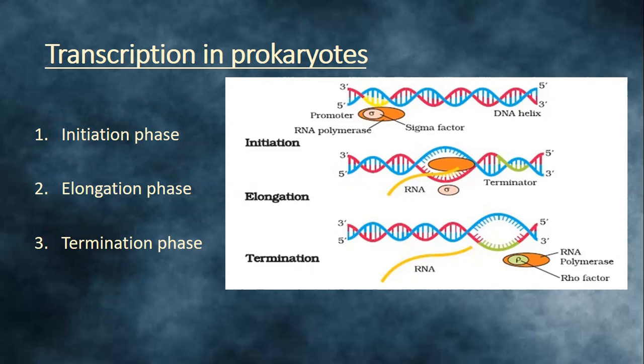In the elongation phase, RNA polymerase adds nucleotides and the synthesis of messenger RNA starts. In the final, termination phase, RNA polymerase reaches the stop codon. We have studied three stop codons: UAA, UGA, and UAG. One of them is present at the termination site where the transcription process will end.